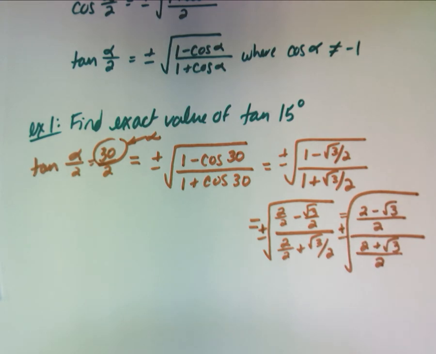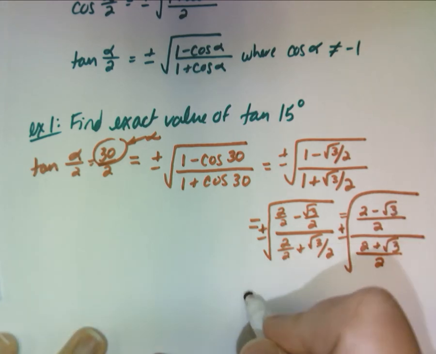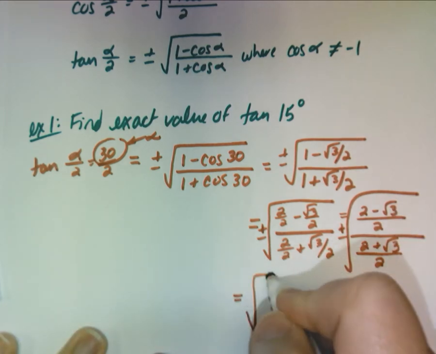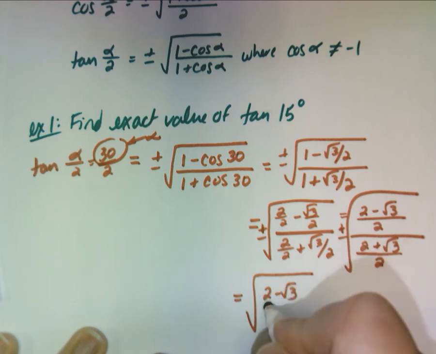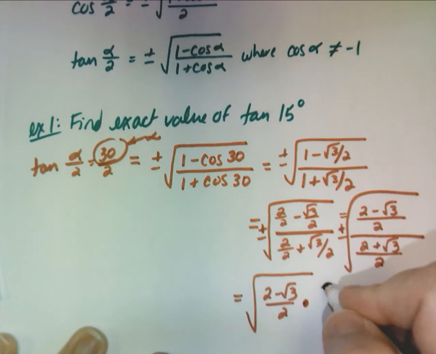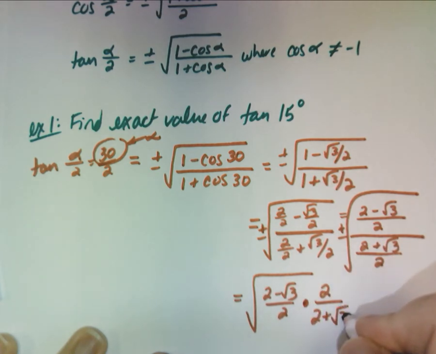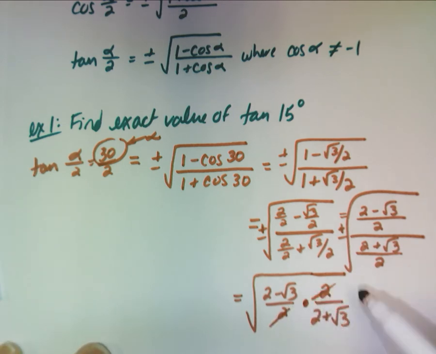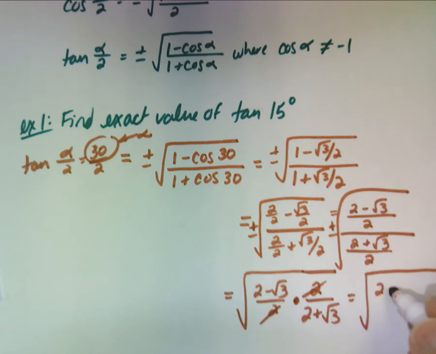All right, now this still looks terribly complicated. Well, remember, when you divide two fractions, you do same change flip, multiply by the reciprocal. So this is really the square root of 2 minus root 3 over 2, that's the top, times the flip of the bottom. I flip the bottom. And notice what happens. These cancel. I'm left with the square root of 2 minus root 3 over 2 plus root 3.